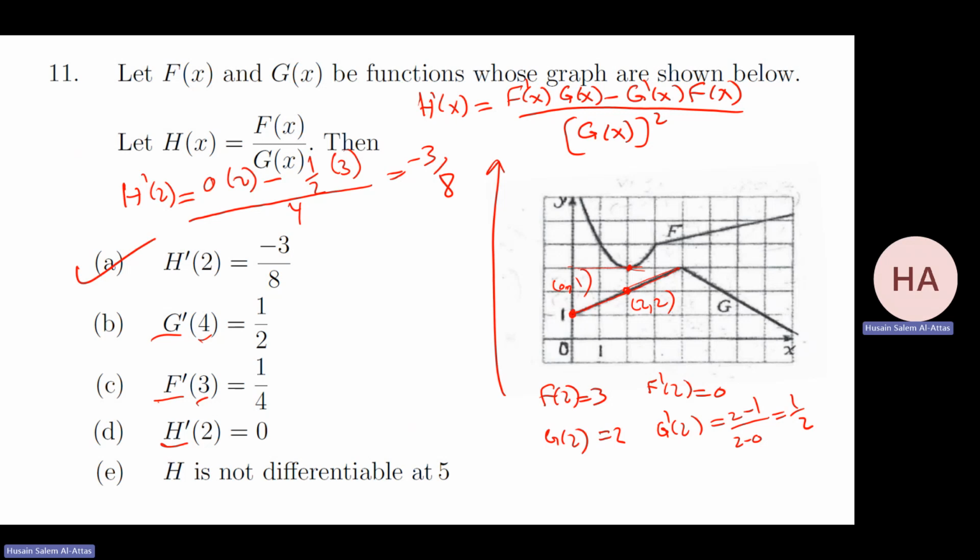If you notice, g prime at 4 does not exist. So this is wrong. H prime at 2, wrong. H is not differentiable at 5. Why? It's not differentiable at 5. 1, 2, 3, 4, 5. If g prime exists, f prime exists, so this is wrong. F prime at 3 equals 1 over 4. F prime at 3: 1, 2, 3. This is f prime at 3. Actually, it is not differentiable, so this is wrong. So the only correct one is h prime at 2 equals minus 3 over 8.